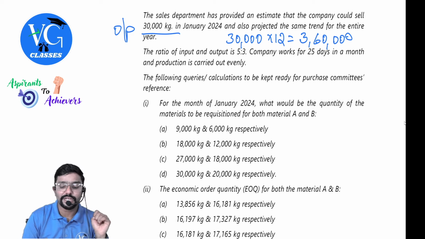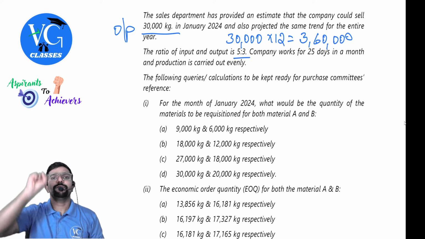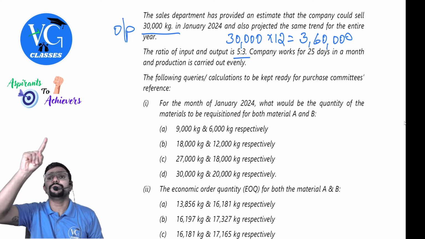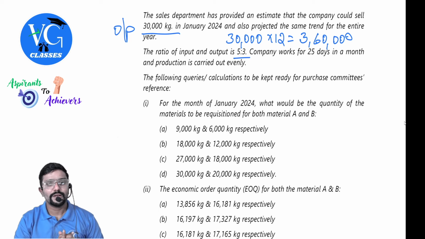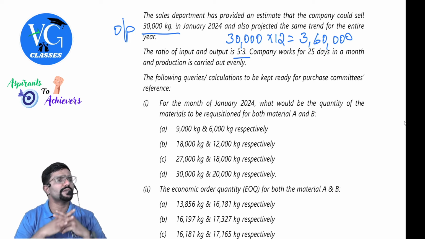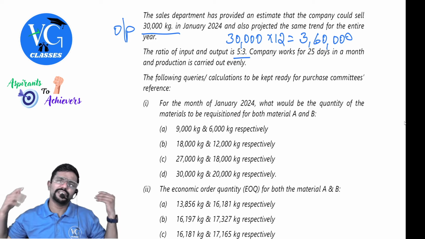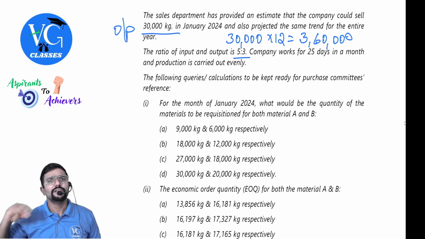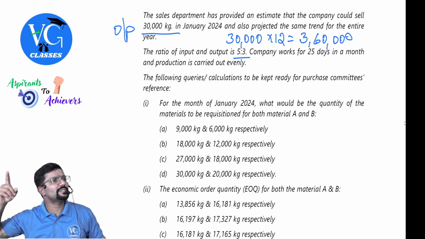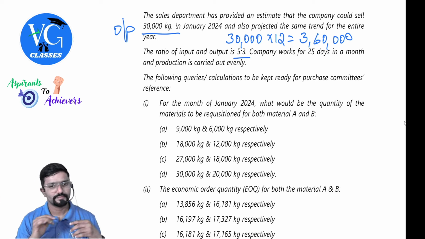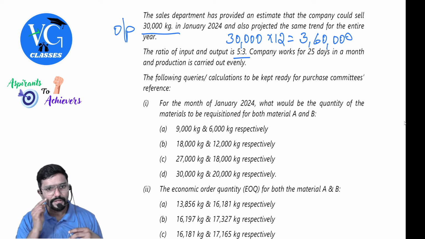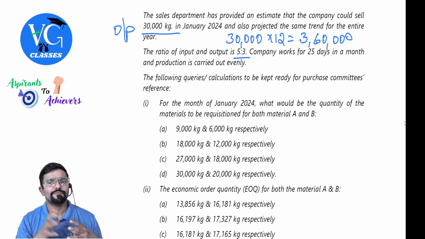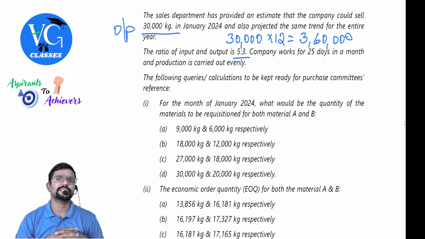They are giving the input output ratio, 5:3. Means for every 5 units of raw material, you will get 3 units of output. Company works out for 25 days in a month and production is carried out evenly. Means production is done evenly throughout the year. For example, 3,60,000 in a year means how much per month? 30,000. The following queries or calculation to be kept ready for purchase committee reference, guys.